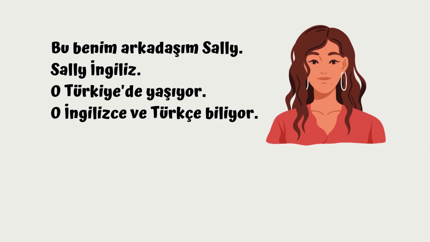Okay. So again, let's focus on the last two sentences. O Türkiye'de yaşıyor. What do you think we're saying? You know, yaşıyor is to live in present simple. And de means in. O is she. So what are we saying here? That's correct. What we're saying is she lives or is living in Turkey.